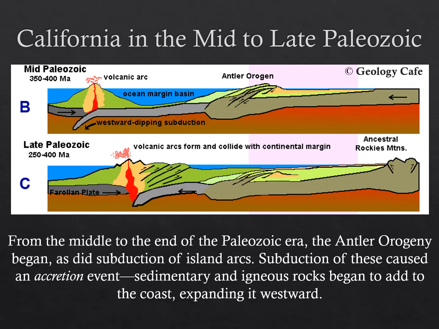So the Farallon plate begins to converge with Western North America during the end of the Paleozoic. And that subduction continues for hundreds of millions of years. So this accretionary event, what happened was sedimentary rocks, igneous rocks, they begin to be added slowly to the west coast of North America and expanded it throughout the Paleozoic, and especially towards the end.